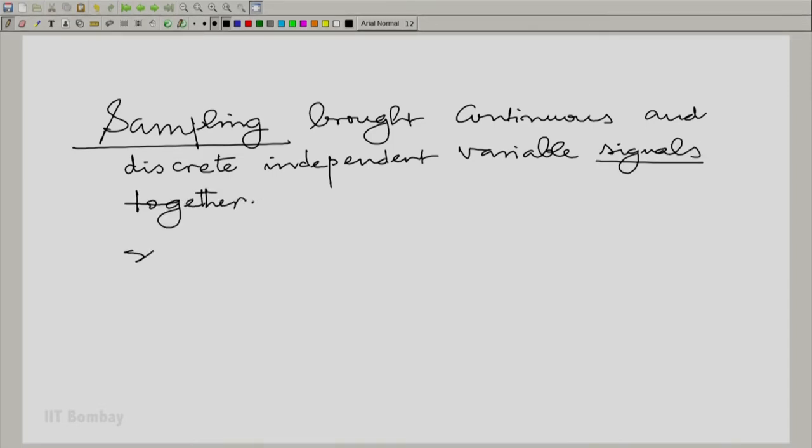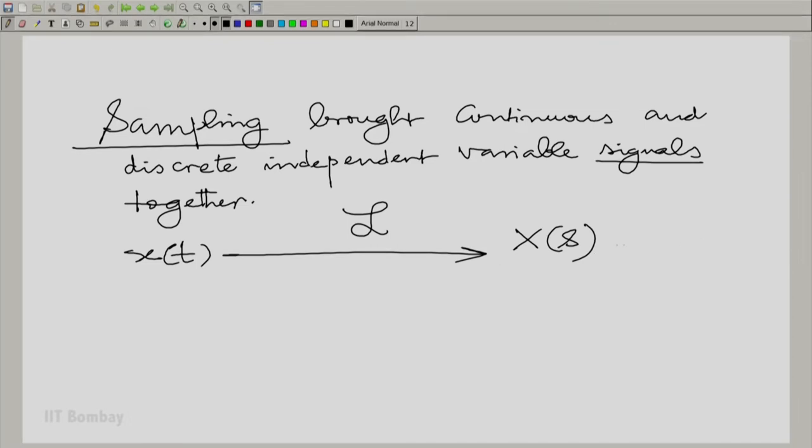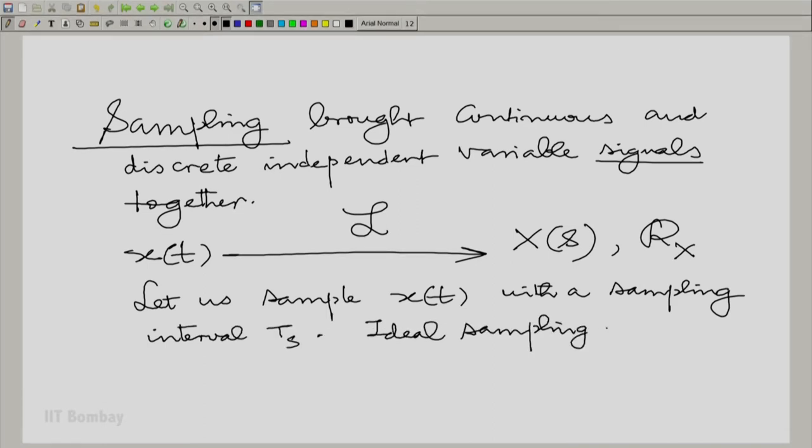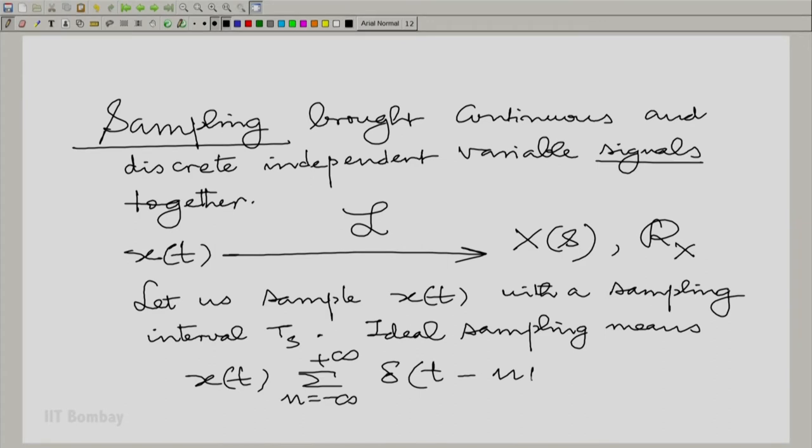Let us take an x(t) with a Laplace transform, assuming it exists, given by capital X(s) with a region of convergence R_x. Let us sample x(t) at a sampling interval of T_s. In other words, if we are doing ideal sampling, we are multiplying x(t) by a train of ideal impulses.